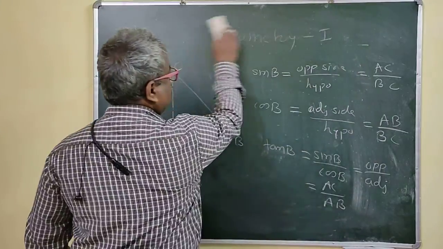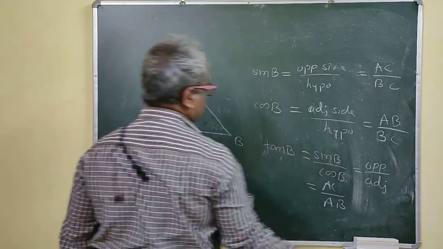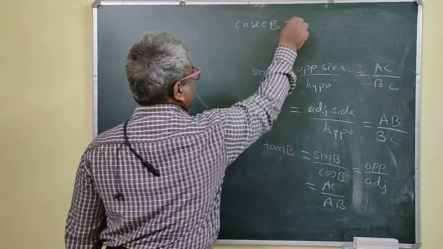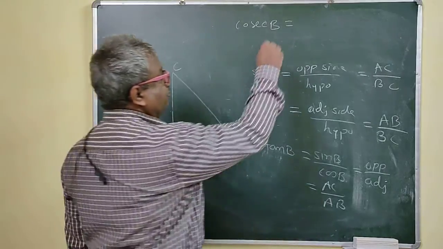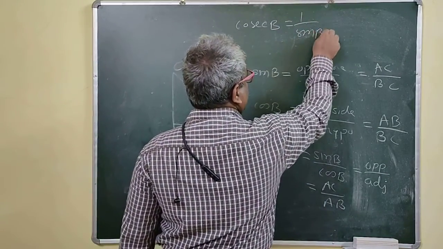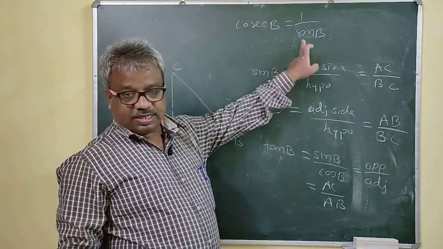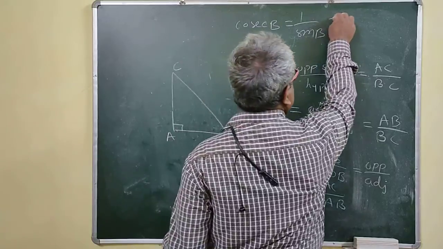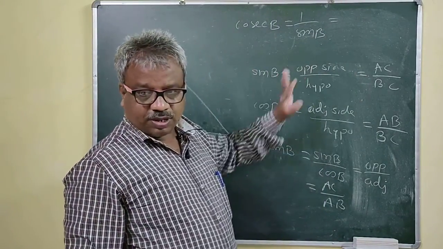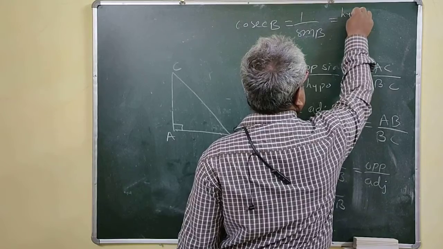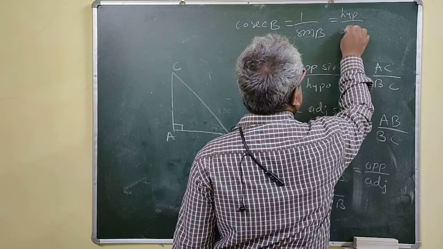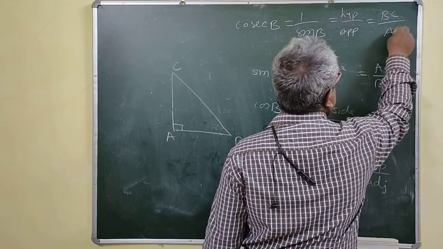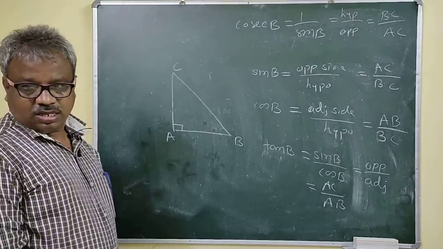Now the next trigonometric ratio. Sin, cos, tan, then cosec B. Cosec B is actually the reciprocal of sin B, right? So that means the product of cosec B and sin B is always 1, because they are the reciprocal of each other. So cosec B is hypotenuse upon opposite side. So this is BC upon AC, right?